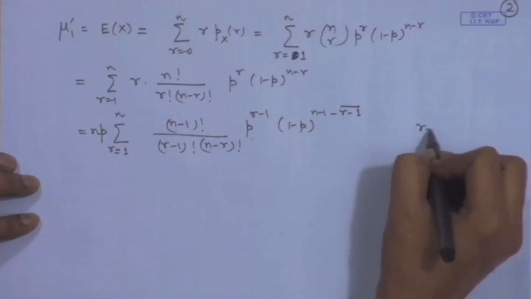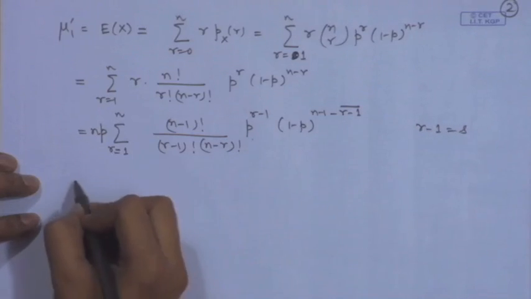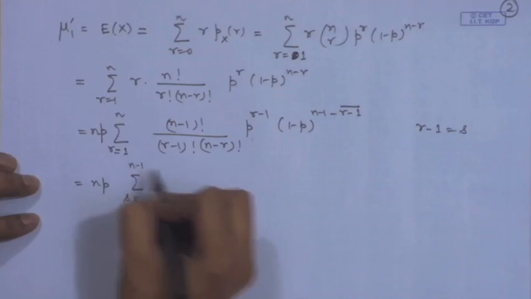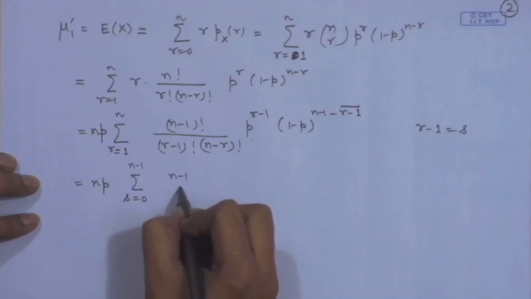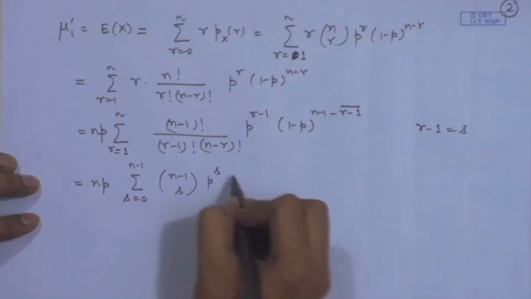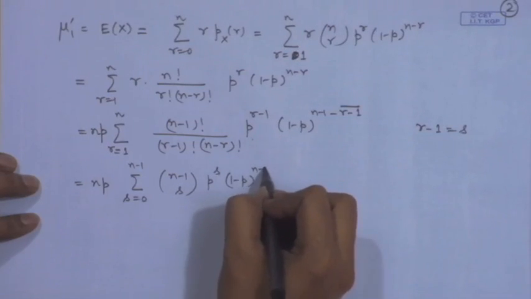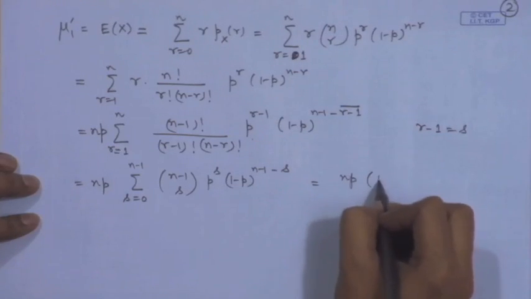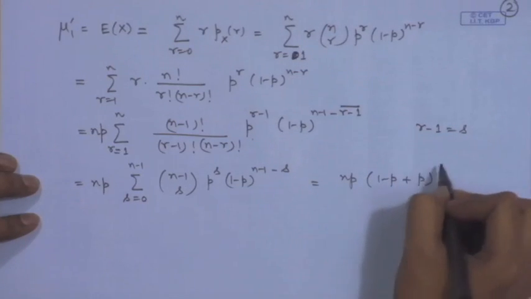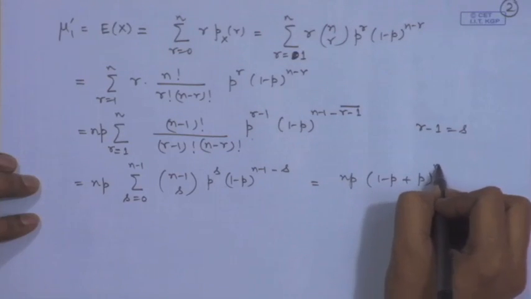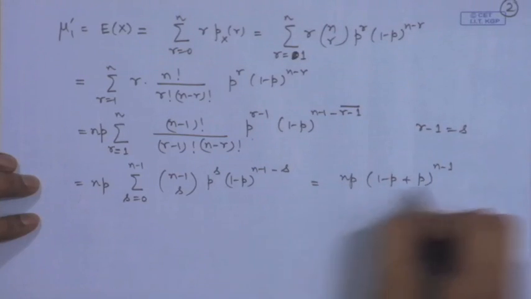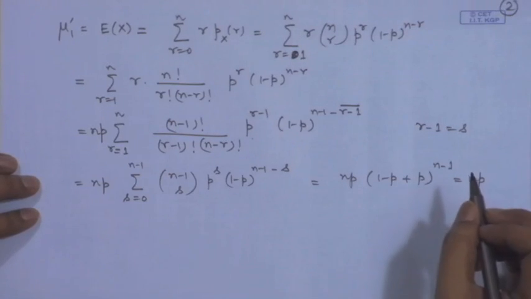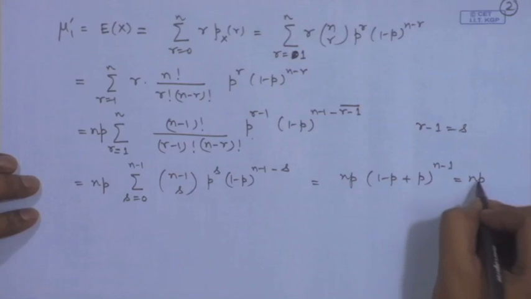So, if I substitute r minus 1 equal to s, then this will become n p, sum over s equal to 0 to n minus 1 of n minus 1 C s, p to the power s, 1 minus p to the power n minus 1 minus s. This is nothing but the binomial expansion of 1 minus p plus p to the power n minus 1. So, this is again 1 and we get it as equal to n p. So, the mean of a binomial random variable is n p.